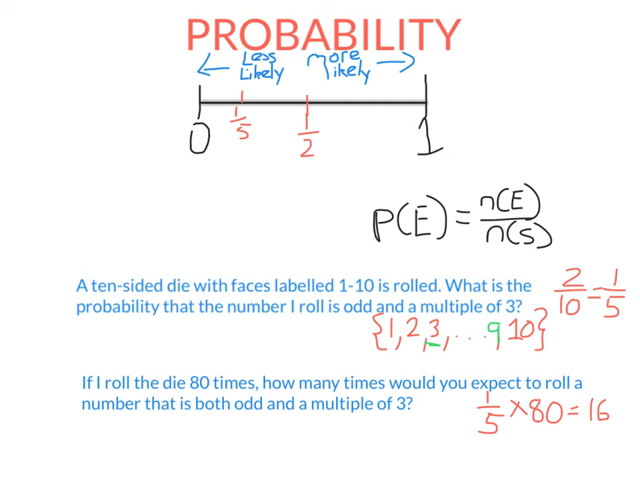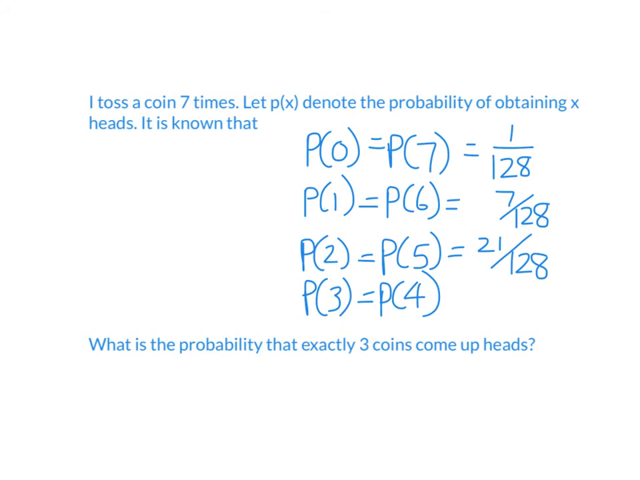All right, now we're just going to quickly go through the sum of probabilities. So just as percentages add to 100%, the sum of probabilities is always 1. Now we can use that to find unknown probabilities. So let's say I toss a coin 7 times. So what I'm saying here is that the probability of getting 0 heads is the same as the probability of getting all 7 heads, and that's 1 over 128. Probability I get 1 head or 6 heads, both 7 over 128. 2 heads and 5 heads is 21 over 128.